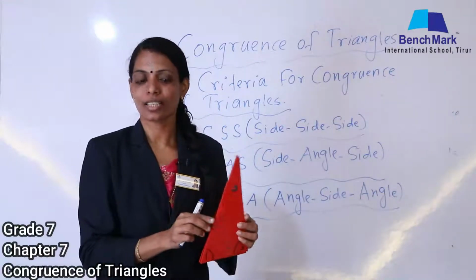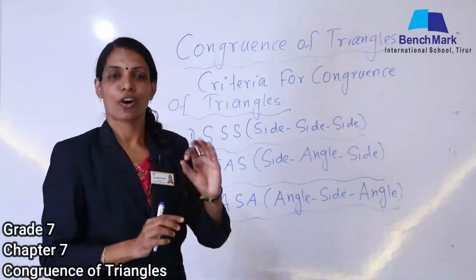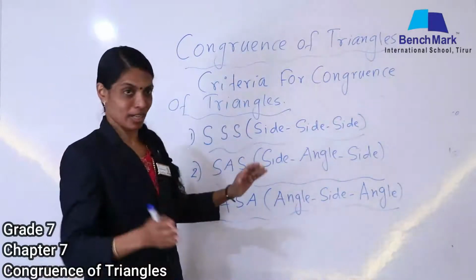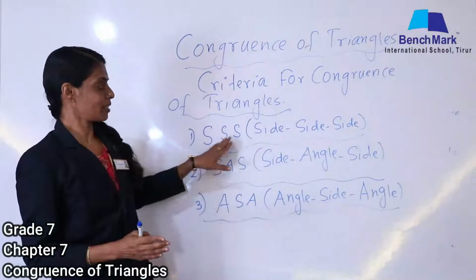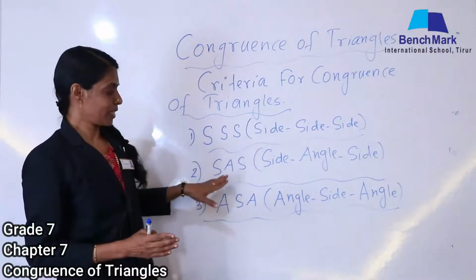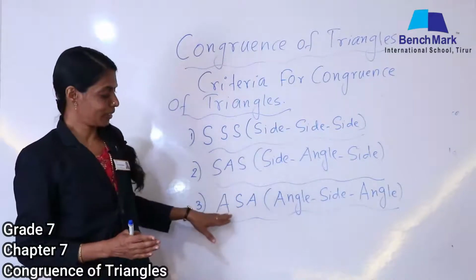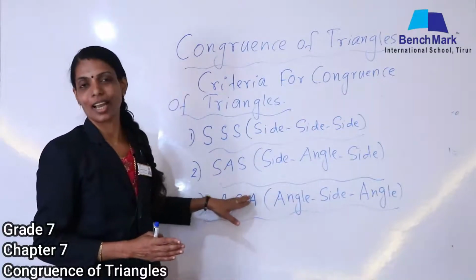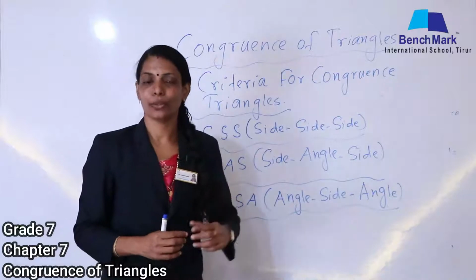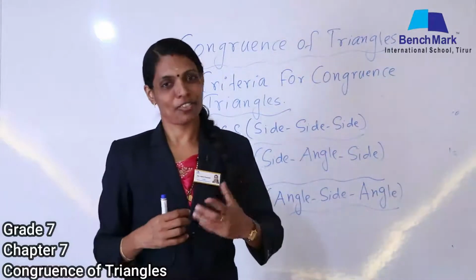So we have learned three criteria for congruence of triangle. Let's summarize. The first one, side, side, side criterion. Second one, side, angle, side criterion. And the third one, angle, side, angle criterion. We will be doing exercise questions after the class.